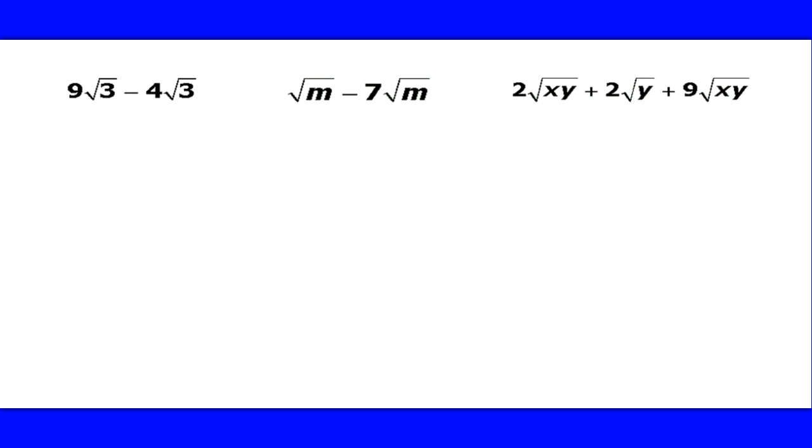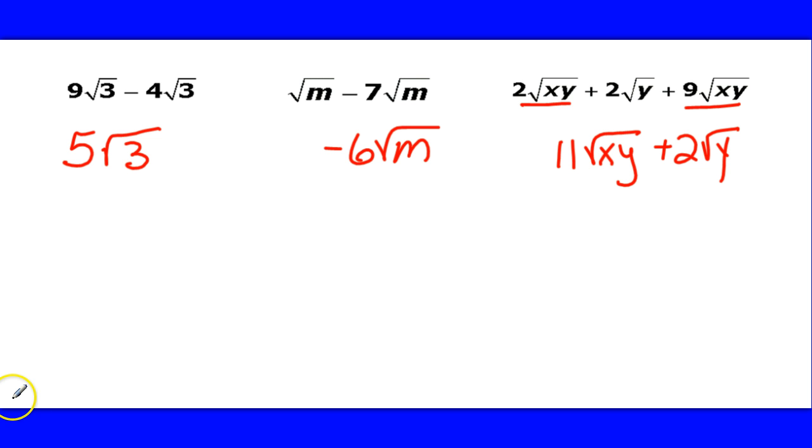So I want you to pause the video here and try these three. All right, these are pretty easy to do. You'll remember that there's an understood 1 here. That's why it ends up being negative 6 radical m's. And here, the radical xy's add with other radical xy's, and the radical y has nothing to combine with.